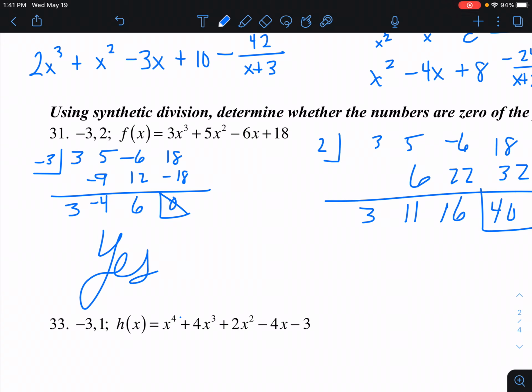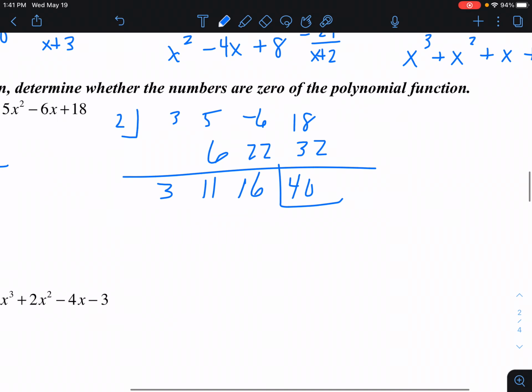As we learned earlier in this lesson, when you have a remainder of 0, you put yes, meaning it's a 0 or a factor. So going to this one, 2 is going to get a no because it has a remainder that's not 0. Therefore, it's not a factor, also known as not a 0.